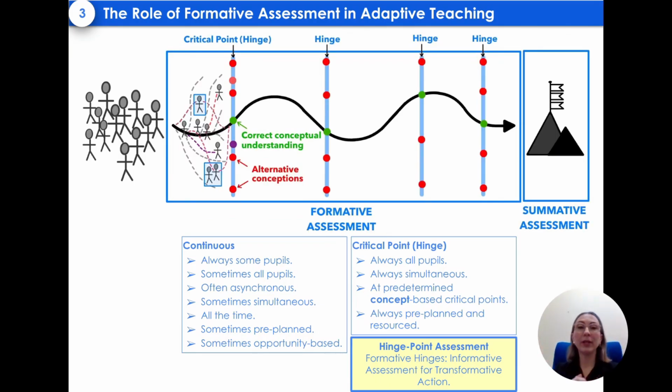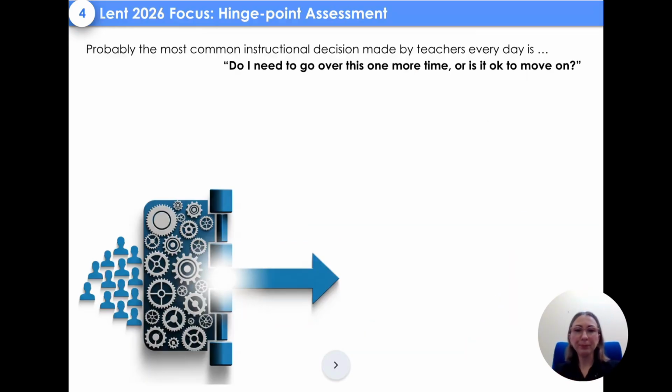And obviously, during a learning journey, there will not just be one critical point, there will be multiple. As a rule of thumb, in each lesson there's probably at least one, but in a learning journey there's going to be quite a lot. So again, to reiterate, we're now zooming right in on the key focus for this term.